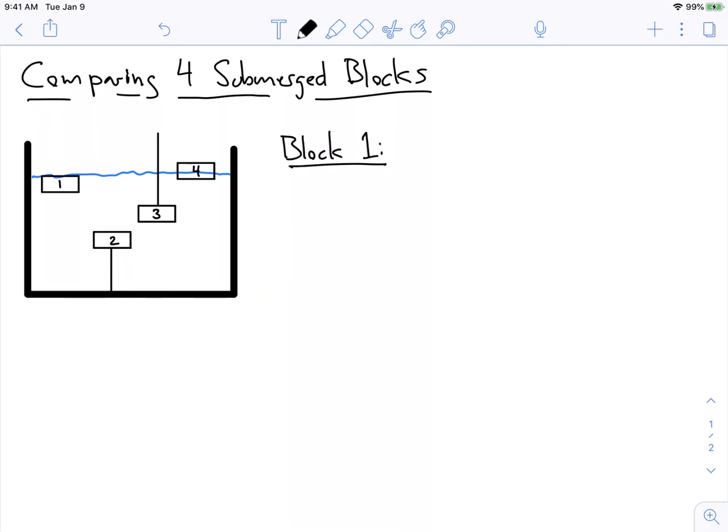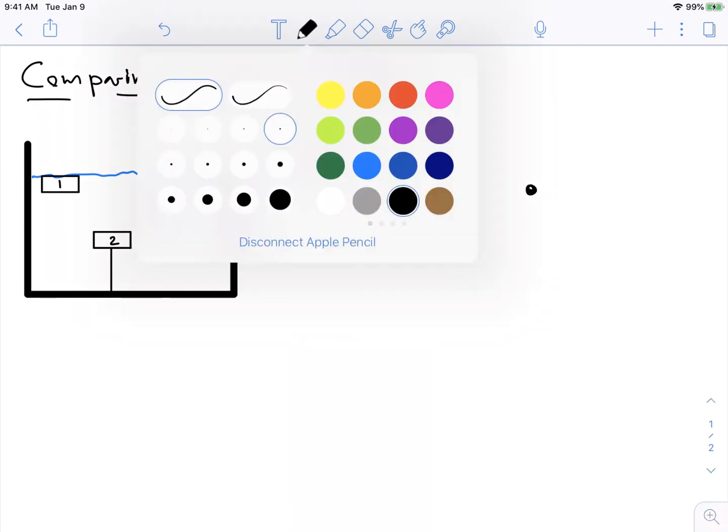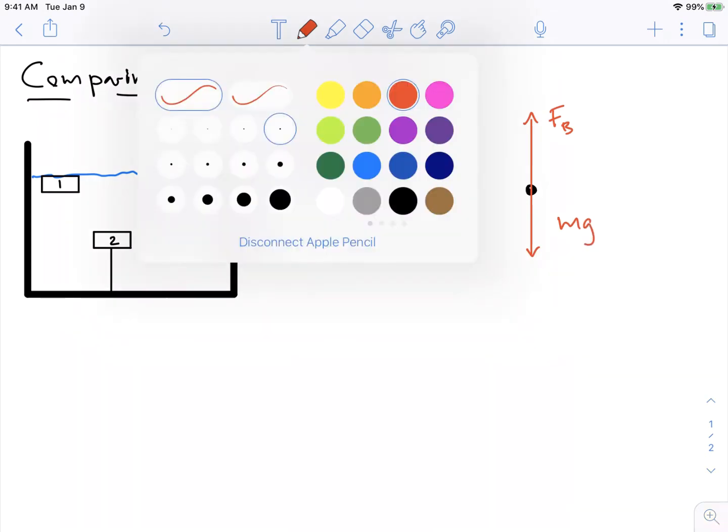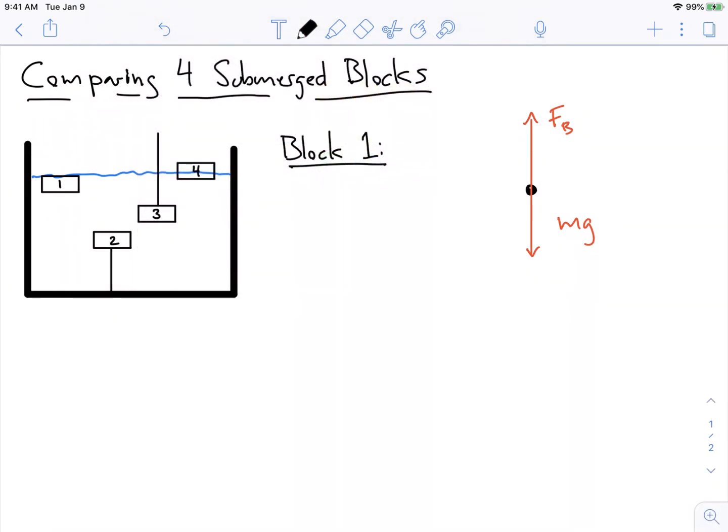So we do a free body diagram, right? We have our block, we have some force acting up, which is the buoyancy force. We have some force acting down, which is gravity, right? And because there's only two forces, these must add up to be equal to each other. This minus this must equal 0. So the mass of block 1 times g is equal to the buoyant force.